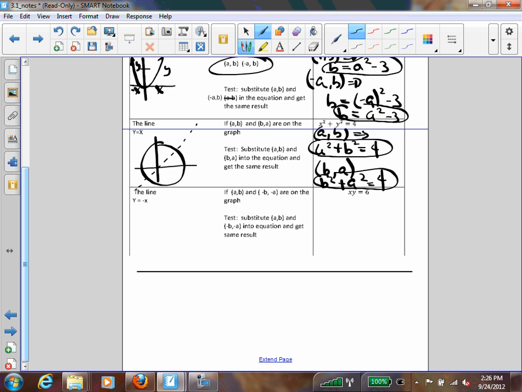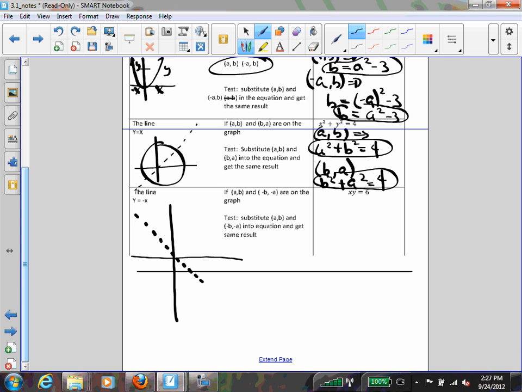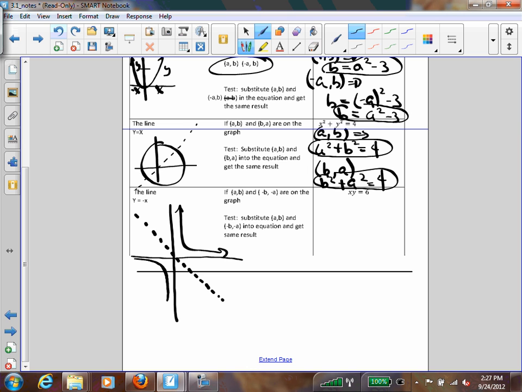All right, something that's symmetrical around y equals negative x. Well, that's this line. Still could be a circle. We'll just do a circle. Besides a circle, here, something that looks like this. So a rational function is symmetrical around the line y equals negative x.